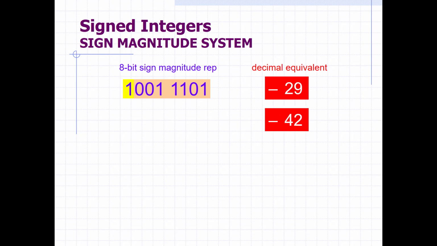If we want to go the other way, suppose I have a number negative 42 and I want to convert it to its 8-bit sign magnitude. Basically, I have 8 bits. The first one is the sign, and because it's a negative number, I'm going to put a 1 there. And then I need to build the number 42.